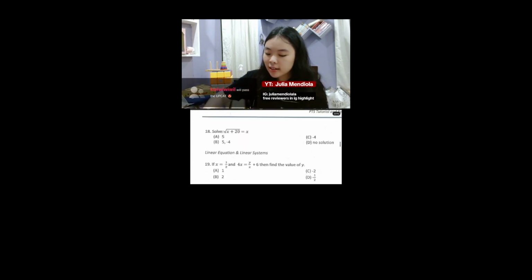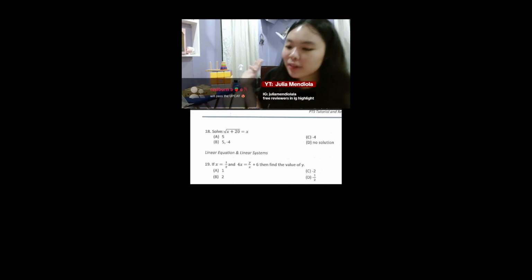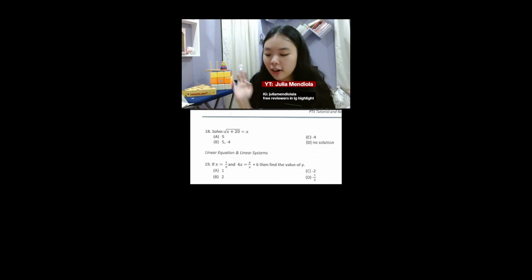Solve x plus 20 is equal to x. So, what I would do here, right? The easy way, the hard way to do it, or the long way, is obviously, ipapasok, let's do it the long way first.